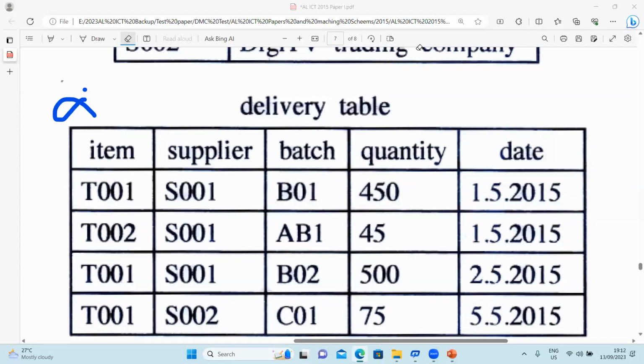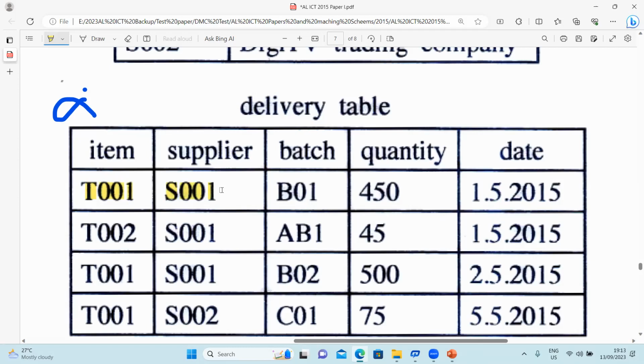In this delivery table, if you want to uniquely identify one record, which one should be the primary key? That means a composite key is needed. I am telling you there should be a composite key to identify the records uniquely. Then, what should be the keys in the composite primary key in this table? Item number, supplier. Not only that. So item number and supplier. Okay, we'll see whether there is a repeating one.